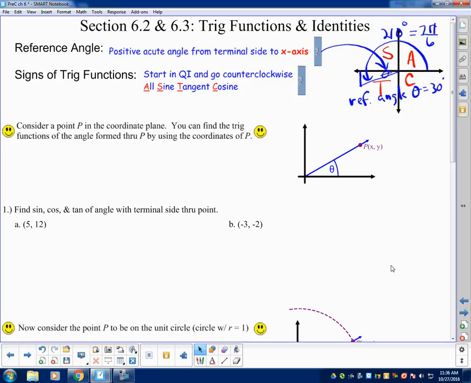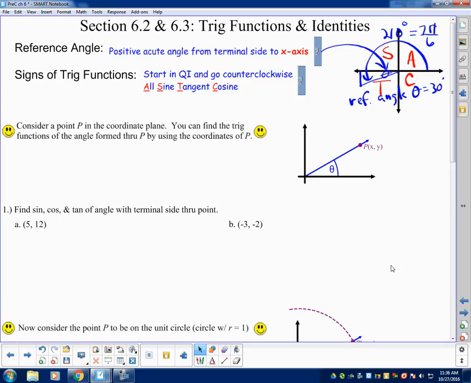One thing I have to do, as I'm evaluating the special angles, like pi over 6, pi over 4, pi over 3, or 4 pi over 3, or 5 pi over 3, I have to think about where it's located, what quadrant it's in, and pay attention to the signs. That's a big part of this. So it says, consider a point P in the coordinate plane. You can find the trig functions of the angle formed through P by using the coordinates of P.